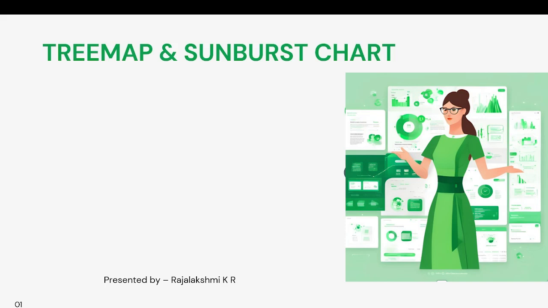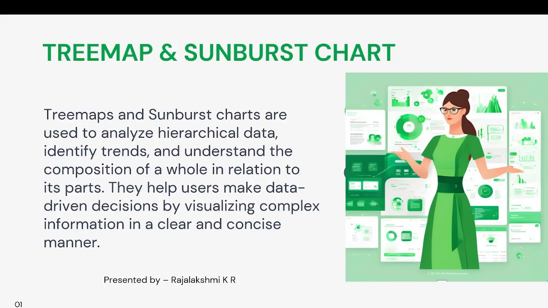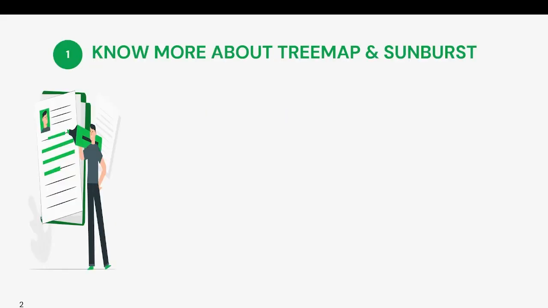Hi everyone. In this video, we are going to learn tree map and sunburst chart. Tree maps and sunburst charts are used to analyze hierarchical data, identify trends, and understand the composition of a whole in relation to its parts. They help users make data-driven decisions by visualizing complex information in a clear and concise manner.